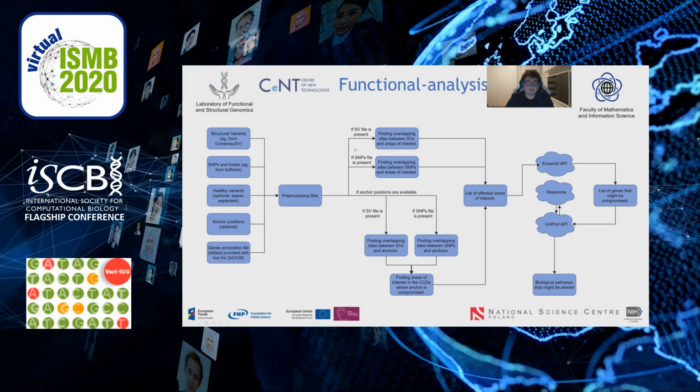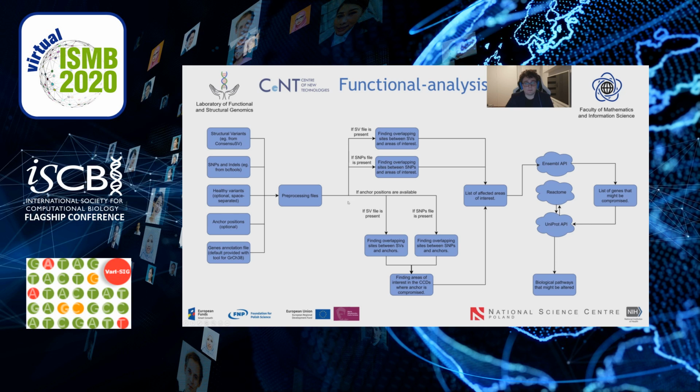After preprocessing the file, as you can see, we go two ways. The first one is the simple 1D analysis, and we look for overlapping sites between SVs, SNPs, indels, depending on what's provided there, and the areas of interest. By areas of interest, we mean exons, introns, and also promoters, which we consider to be up to 1000 base pairs from the start of the open reading frame.